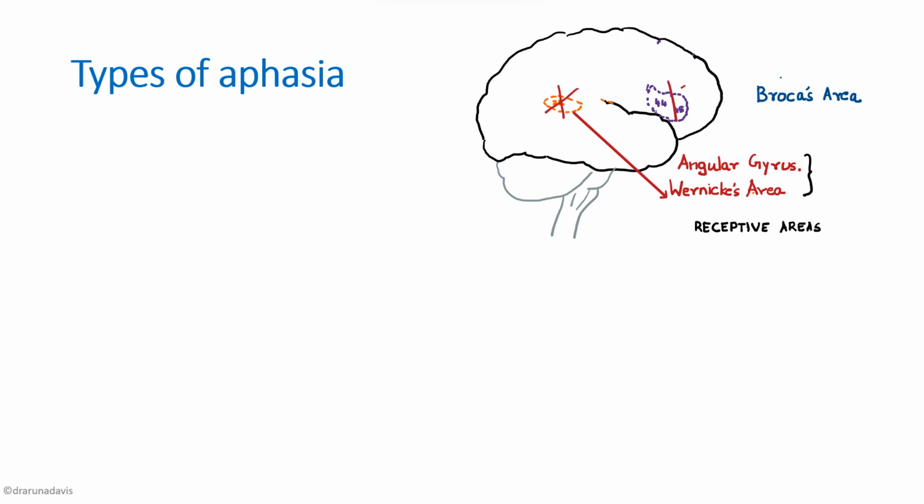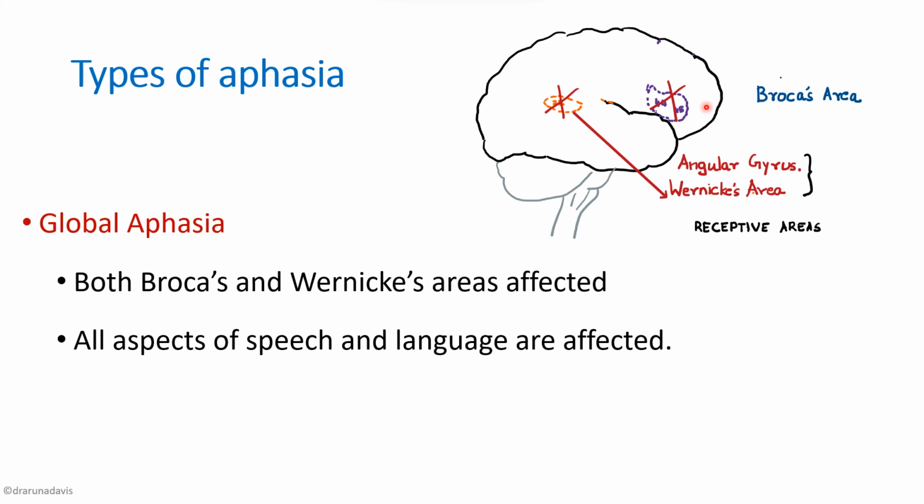Next, suppose both this Wernicke's area and Broca's area are affected, we get what is known as global aphasia. That means both Broca's and Wernicke's are affected. So what will happen? Comprehension as well as speech is affected. So the person will be completely unable to speak. Okay, so that is meant by global aphasia.